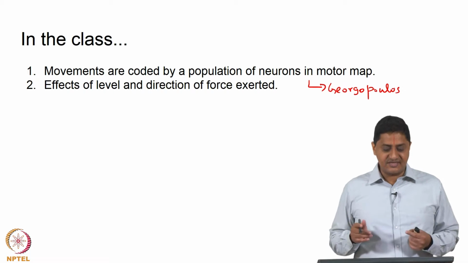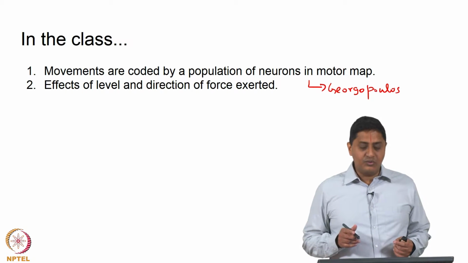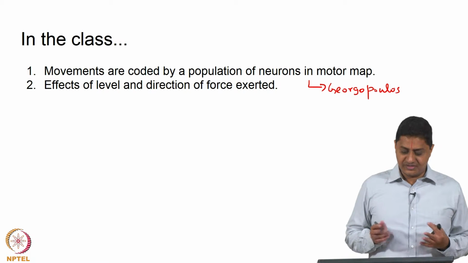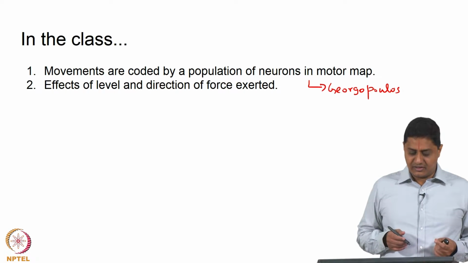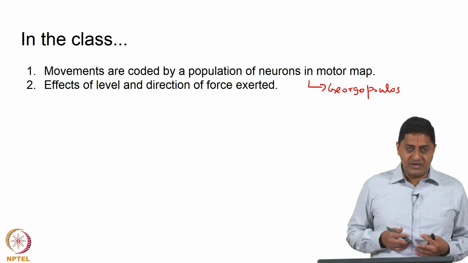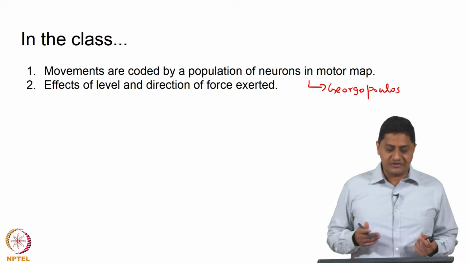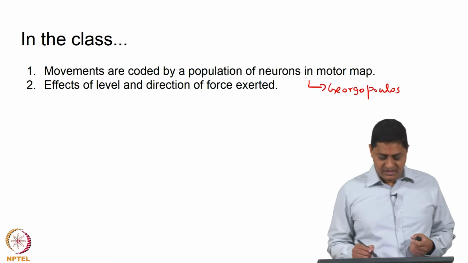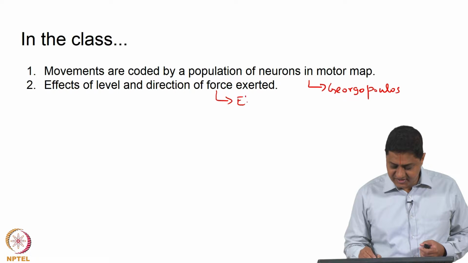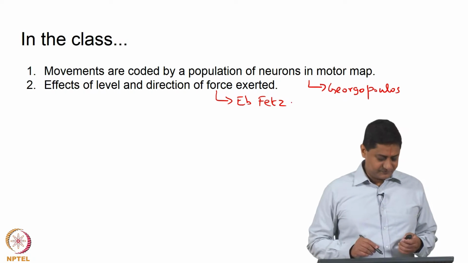We will discuss the details of this work, and how effects of level and direction of force that is exerted are represented or at least coded by neurons in the primary motor cortex. Okay.